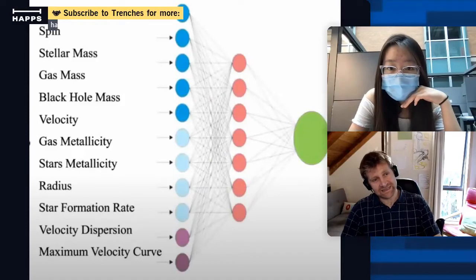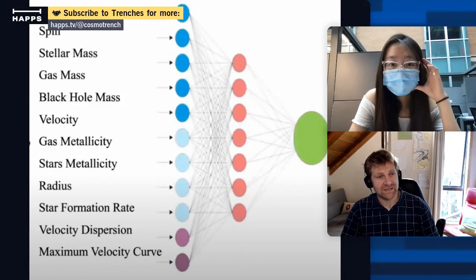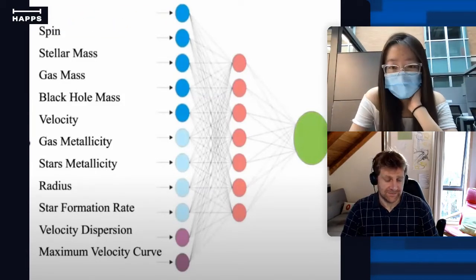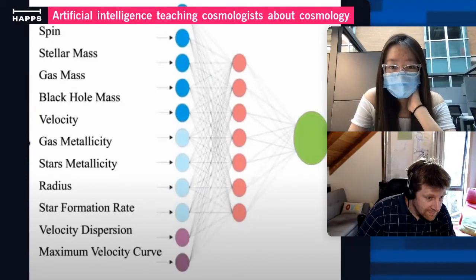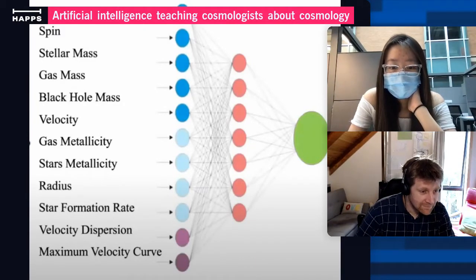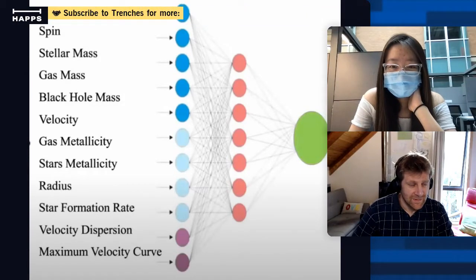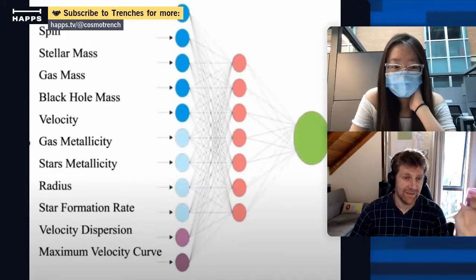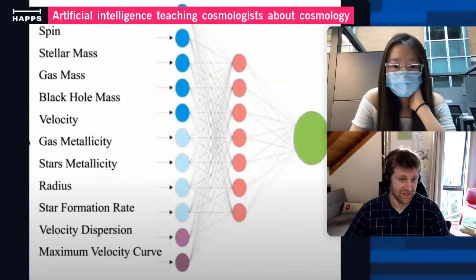Nope. Okay, so yeah, let's start with spin. What is the spin parameter here? Yeah, so we define the spin as just the modulus of the 3D spin vector. So this is the angular momentum, I guess, of the subhalo itself. And by modulus, you mean the magnitude of the angular momentum rather than the direction.